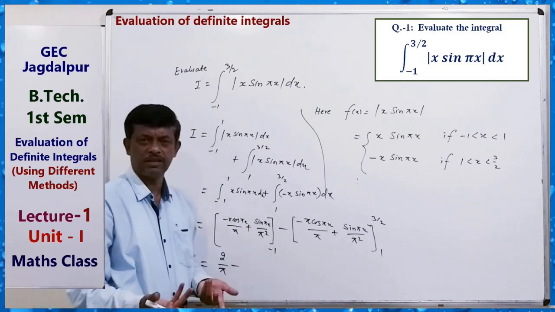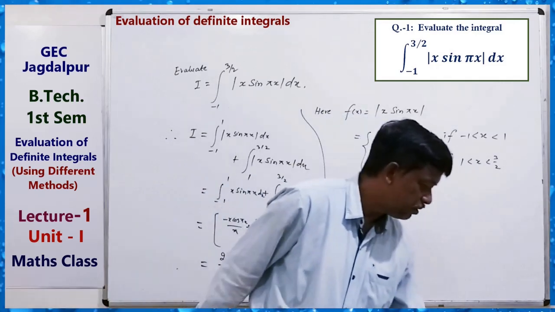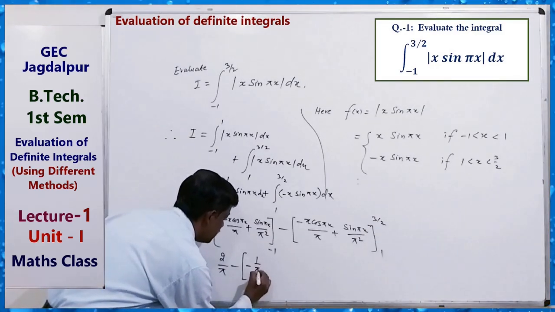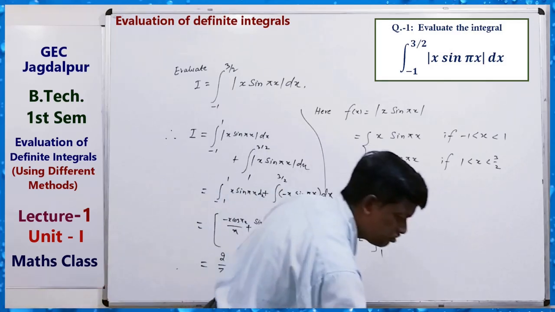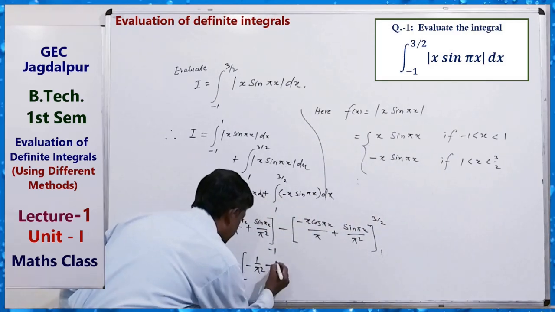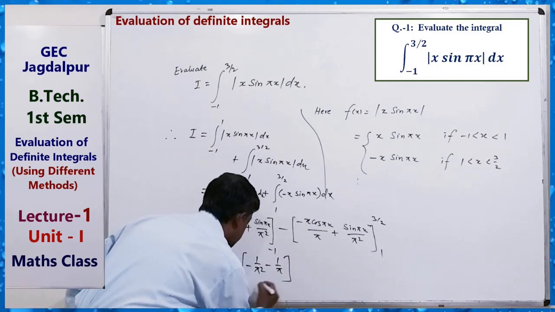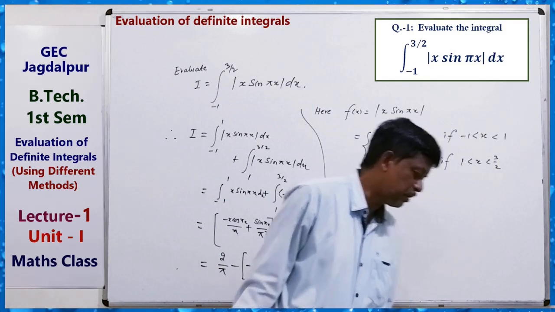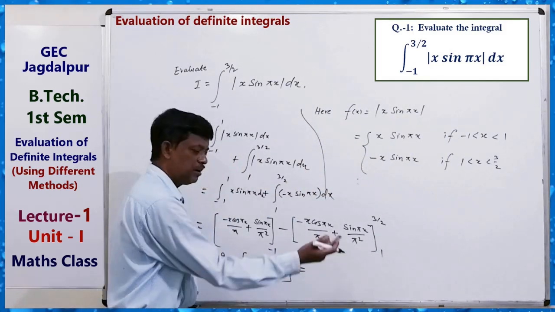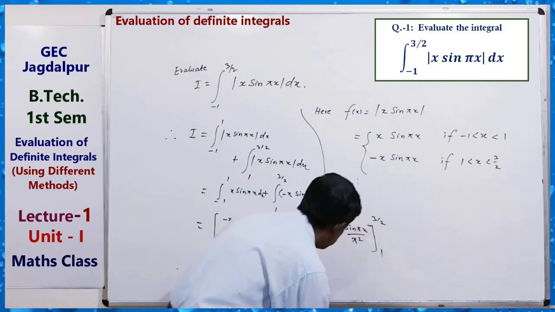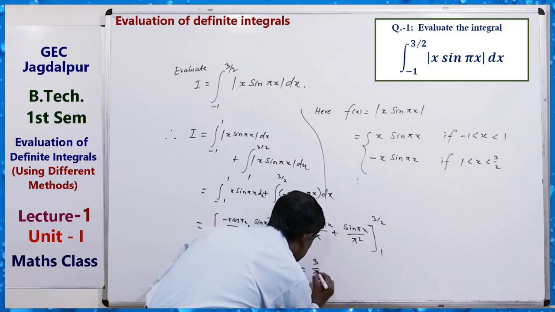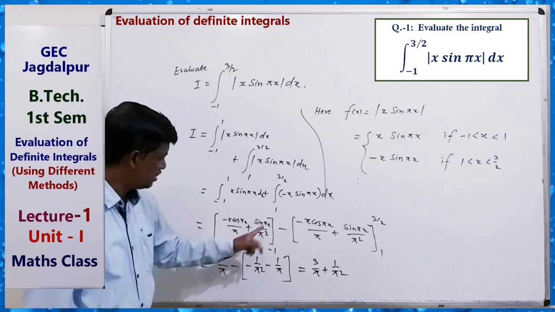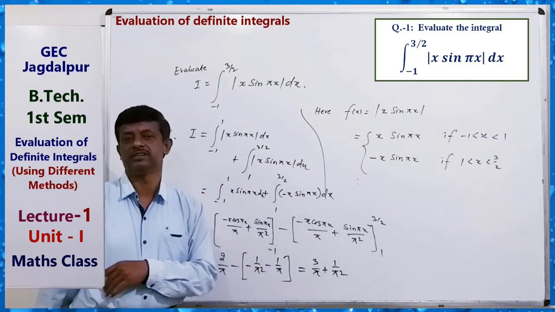Here you can see sin pi is 0. And the second value will be minus of minus 1 by pi square. Just do it. 1 upon pi. And you can write the answer: 2 by pi minus 1 by pi square minus pi, and the result will be 3 by pi plus 1 by pi square. Just do the calculation here by putting in the value, and you can get the value.